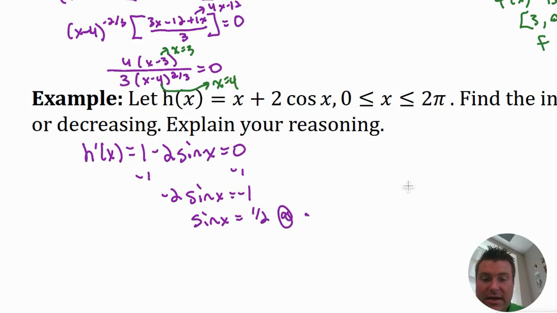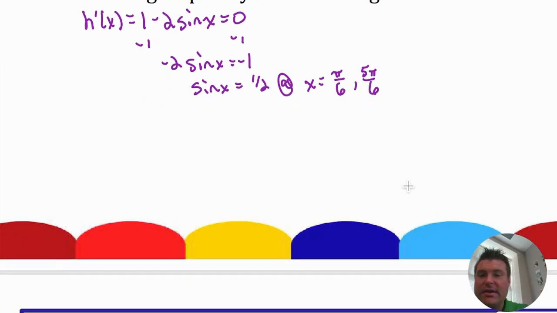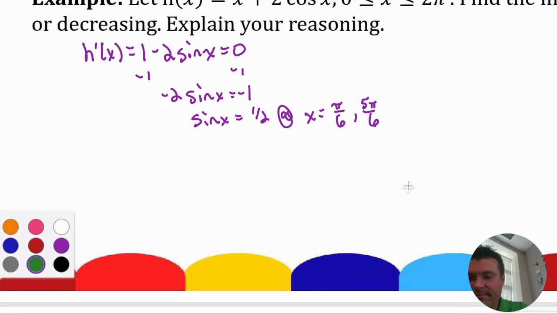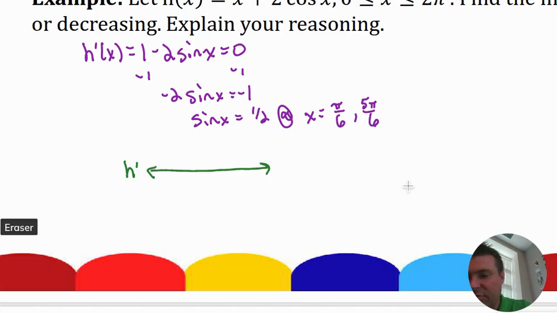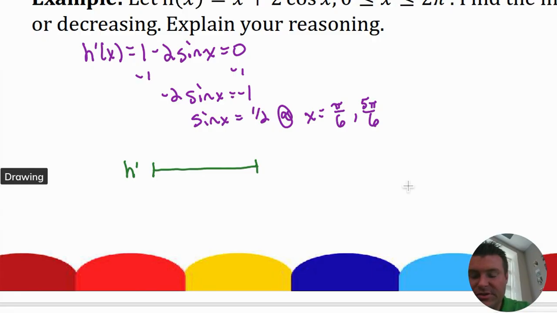This is going to occur at x equals, now hopefully we know what you're going to circle. The sine is positive in the first and second quadrants. So this is going to happen at x equals pi over 6 and 5 pi over 6. Alright, and then from here we can make our sign chart. So we have our sign chart here of h prime. I'm going to give these endpoints, not arrows, because we are just between 0 and 2 pi. So here's pi over 6, and here is 5 pi over 6.